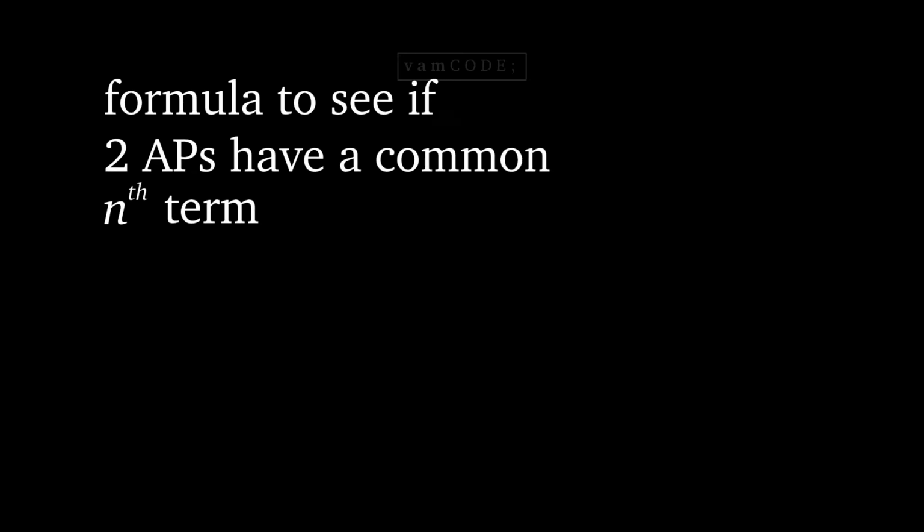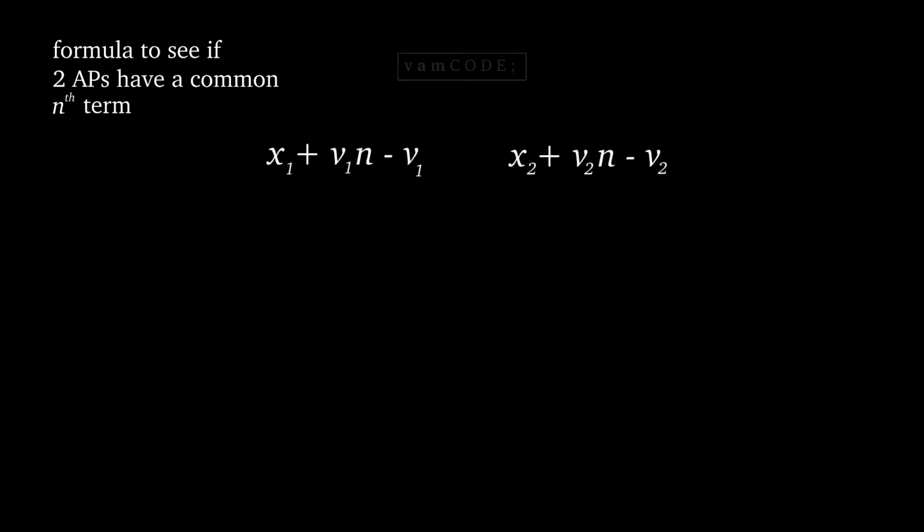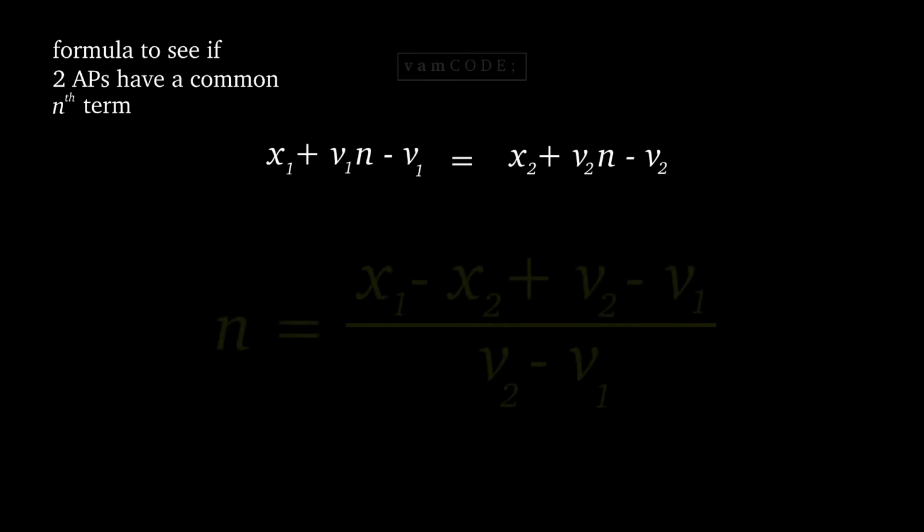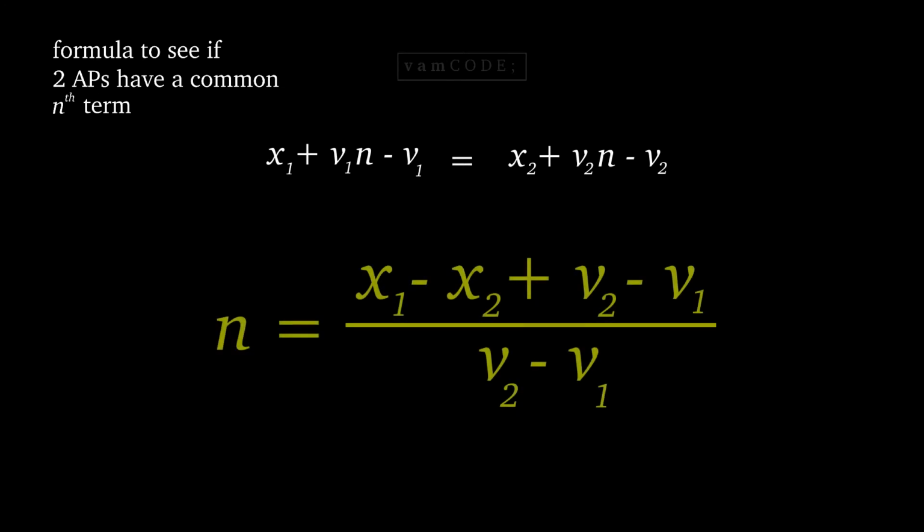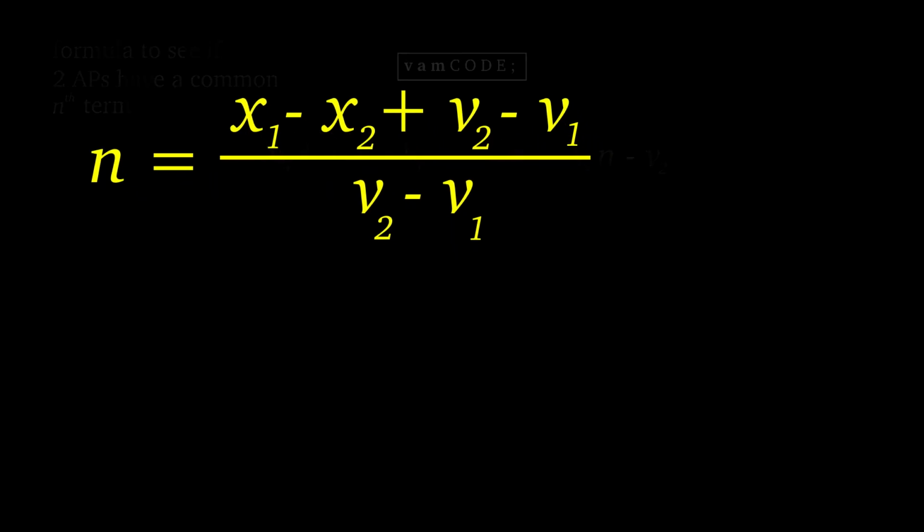Let's take the general equations of our two APs: x1 plus v1 multiplied by n minus v1, and x2 plus v2 multiplied by n minus v2. Let's equate both equations so we get a formula for n, as that's what we want to know. So x1 plus v1 multiplied by n minus v1 is equal to x2 plus v2 multiplied by n minus v2. After a few rearrangements, we just want n on one side and everything else on the other. We get n is equal to x1 minus x2 plus v2 minus v1, divided by v2 minus v1.